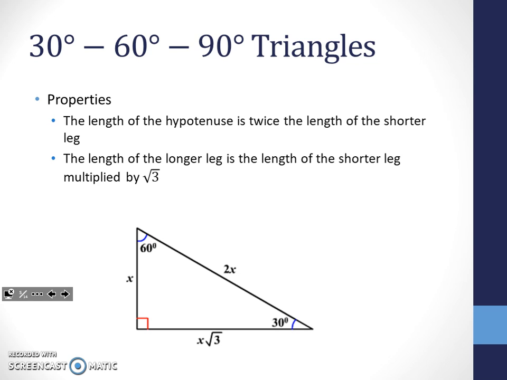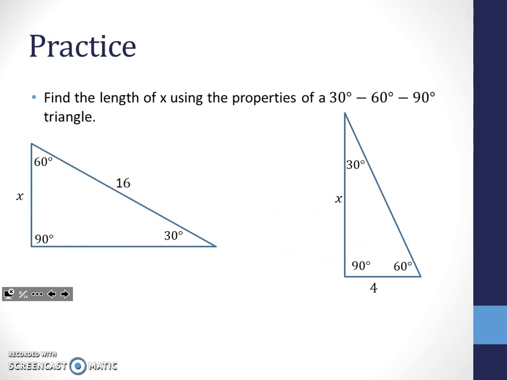So again, for an example, say I have a 30, 60, 90 triangle here. And let's say that I know that my short leg is 2. Okay, well, my hypotenuse has to be 2 times my short leg. So that would be 4. 2 times 2 would be 4. And then my long leg is going to be my short leg times the square root of 3. Okay, so again, this triangle is helpful to memorize.